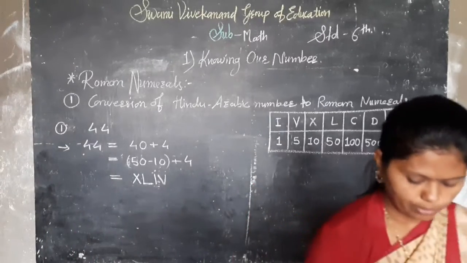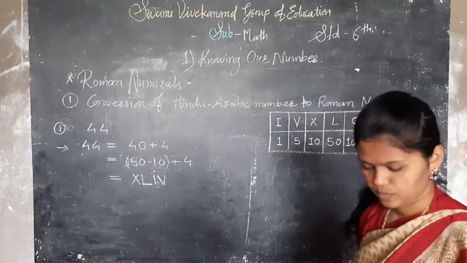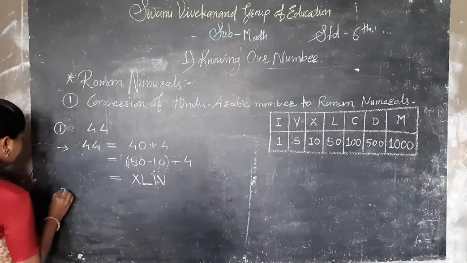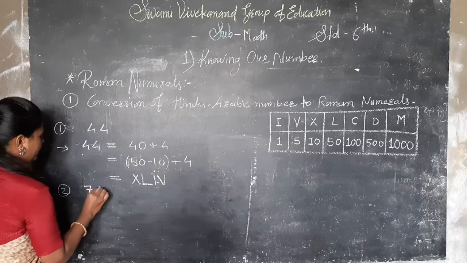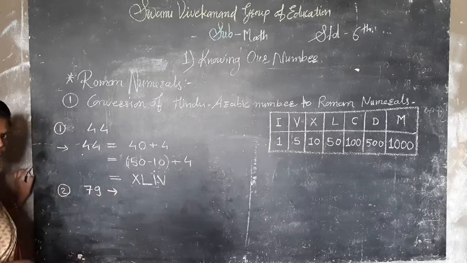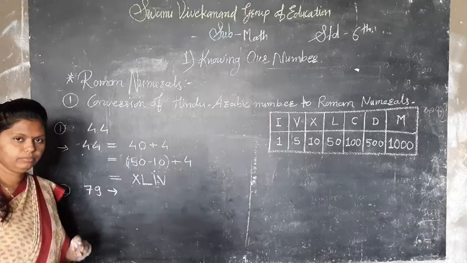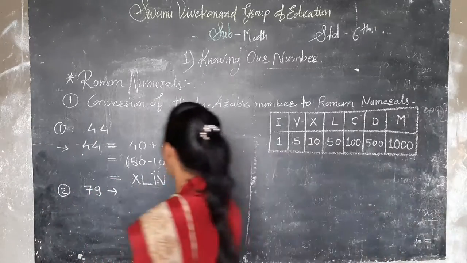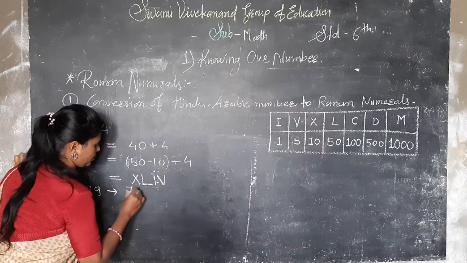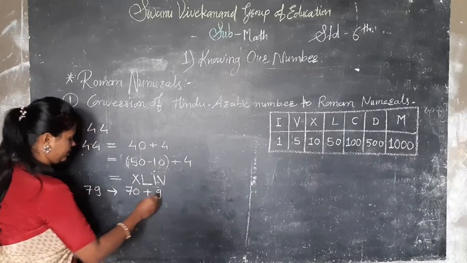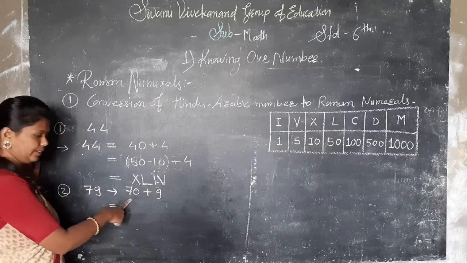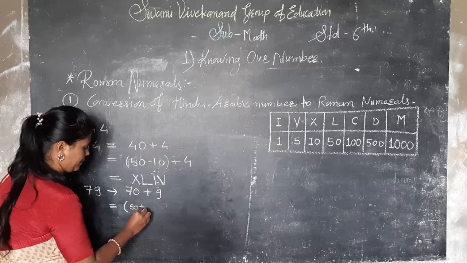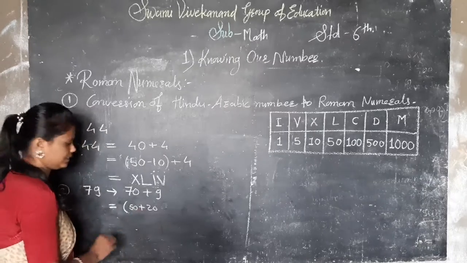The next example is 79. So here your second example is 79. See how I am going to write it. You can write 79 in the form of 70 plus 9. So here I am going to write 70 plus 9. And that 70, how can I write it? 50 plus 20. Isn't it?